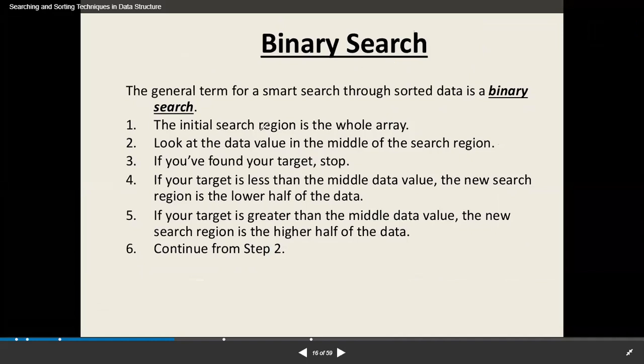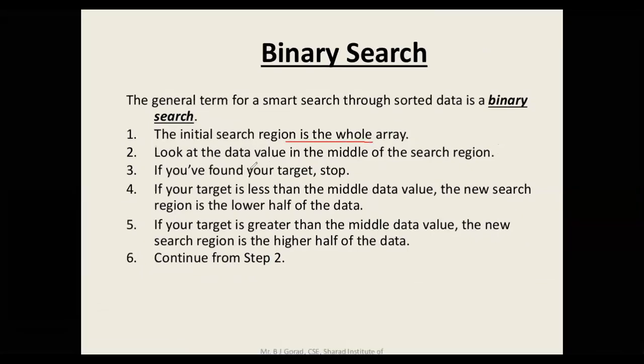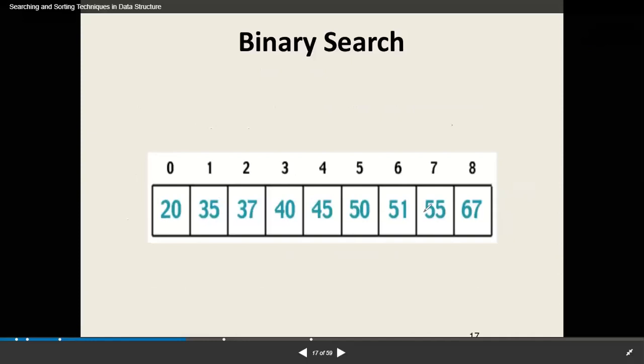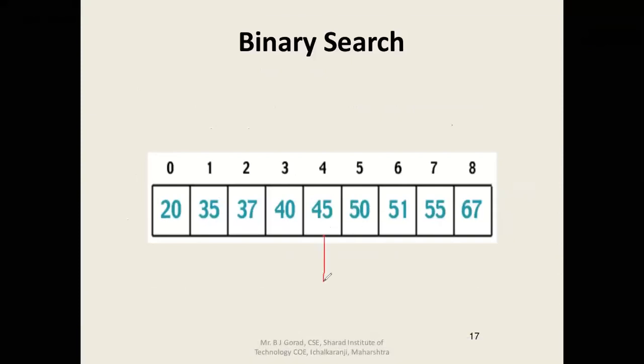Okay, now let's go to other points. The initial search region is the whole array. Look at the data value in the middle of the search region. If you have found your target, stop. If not, we keep going. So what does this mean? Let's see an array, then it will be clear for us to understand. So basically, we start with the middle of the array. So if this is my array, let's assume this is the middle of the array.